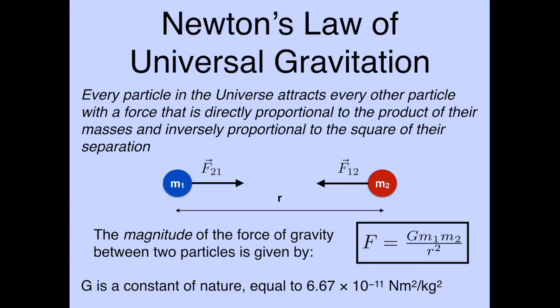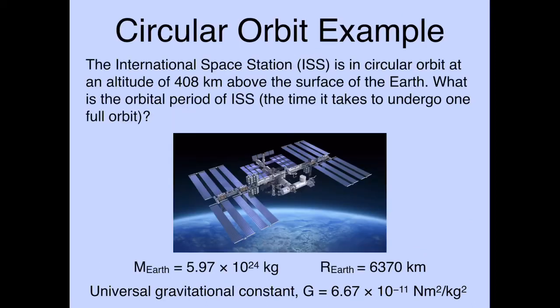This capital G is a constant of nature. It's called the universal gravitational constant, and it's equal to 6.67 times 10 to the minus 11. The units are a little weird. They're newtons times meters squared per kilogram squared. And basically what that number G tells you is how strong the force of gravity is. Okay, so given all this, you can calculate the forces of gravity between any two masses.